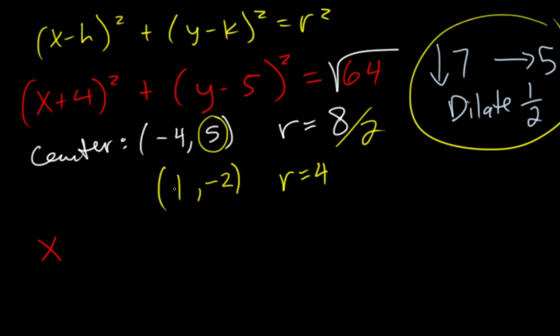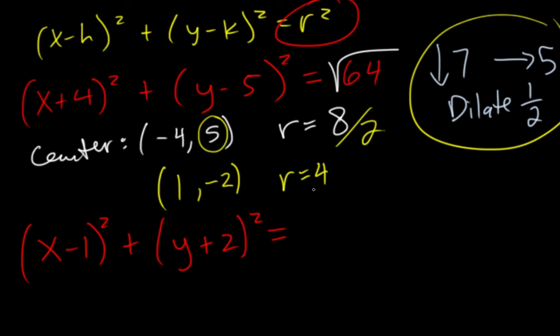So this is +1, so I change the sign when I put it back. This is -2, change the sign, and then it's r squared, and so 4 times 4 is 16.